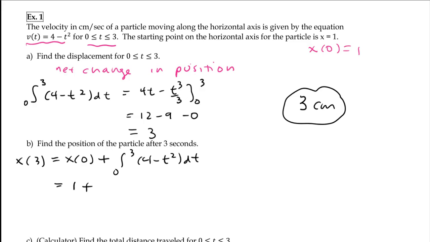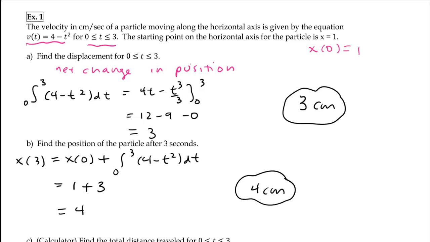And then I'm going to speed things up a little here. Do you guys see the integral from 0 to 3 of 4 minus t squared? Didn't we just do that and find out it's 3? So we already did that above. So let's just say 1 plus 3 and we get 4. Okay, we don't have to do anything more than this.